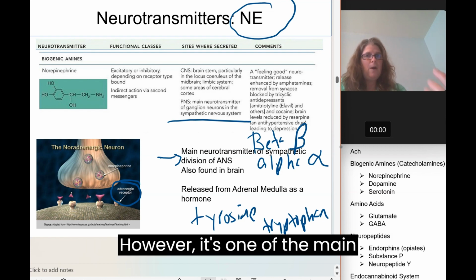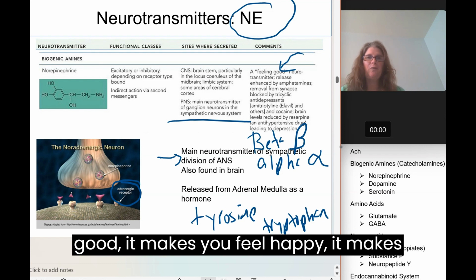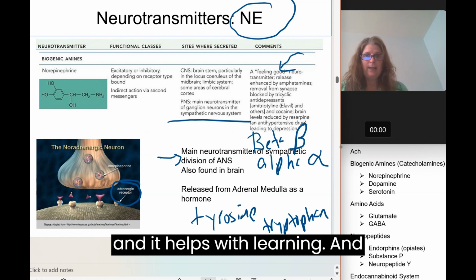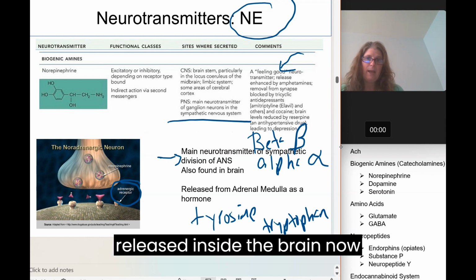In our brain, however, it's one of the main neurotransmitters that helps you feel good. It makes you feel happy. It makes you feel more awake and alert, and it helps with learning. So it's a very important one that's released inside the brain.